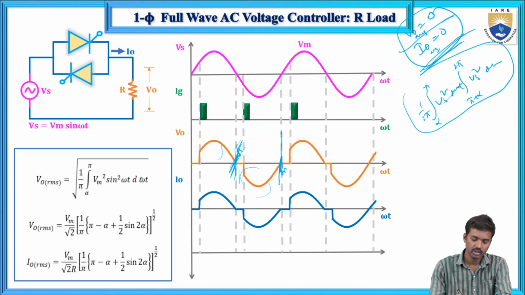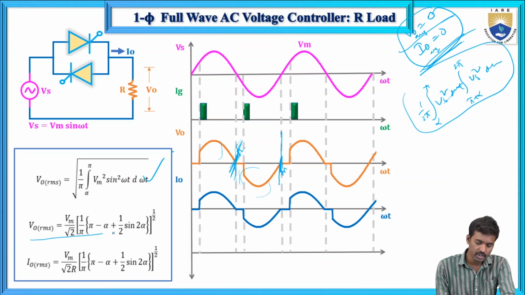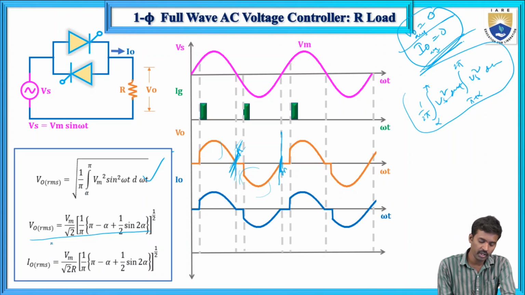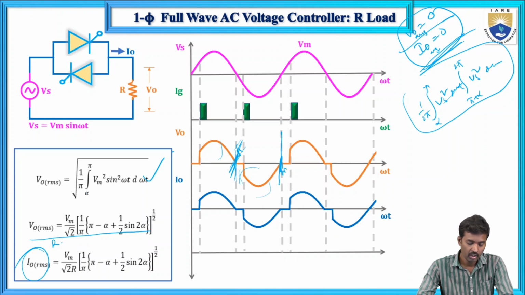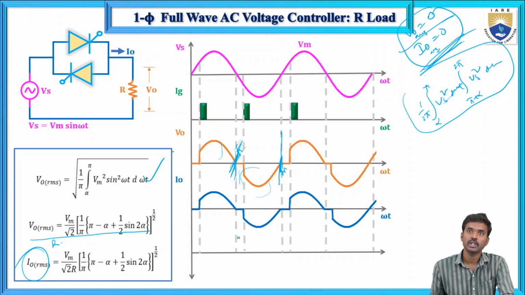This is also the same equation. Now here V0 RMS equals Vm by root 2 into under root 1 by pi, pi minus alpha plus 1 by 2 sin 2 alpha. If you divide it by R, you will get I0 RMS, that is Vm by root 2 R into under root 1 by pi, pi minus alpha plus 1 by 2 sin 2 alpha. So this is the case for single phase full wave AC voltage controller with R load.